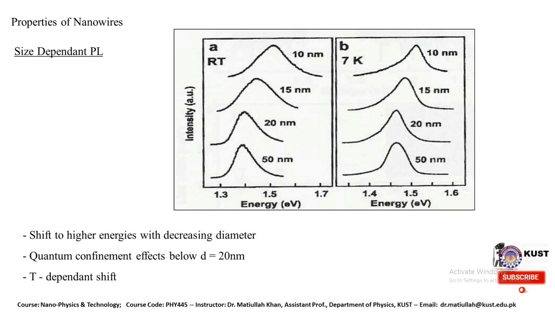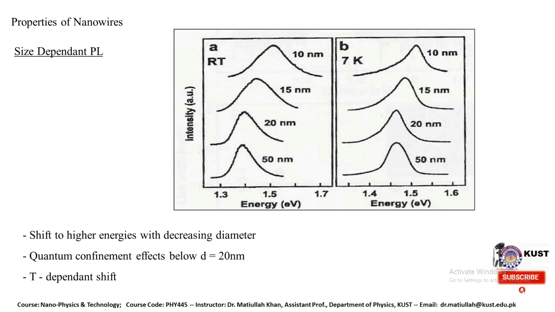Another property is size: the property of nanowires also depends upon the size of that particular nanowire, and the photoluminescence spectra depend upon the size of the nanowire. Just like in quantum dots, we say that the optical property or the color depends upon the size of the nanocrystal or the nanoparticle. In this case, it depends upon the size of the nanowire, or in other words, we can say the diameter of nanowires.